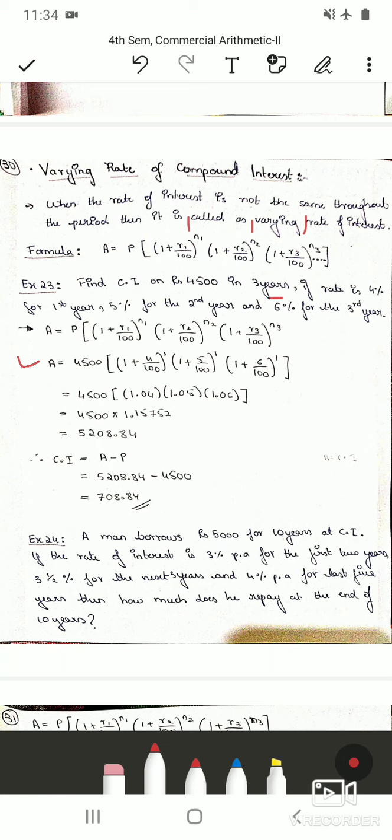So this will be 1.04 into 1.05 into 1.06. In your calculator you multiply all these values, you will get 1.1572 into 4500, which is 5208.84 rupees. This is the amount. They have asked the compound interest. So we know amount is equal to principal plus interest. You want this interest, therefore it will be amount minus principal. So we got the amount, we have the principal, therefore the compound interest is 708.84 rupees.